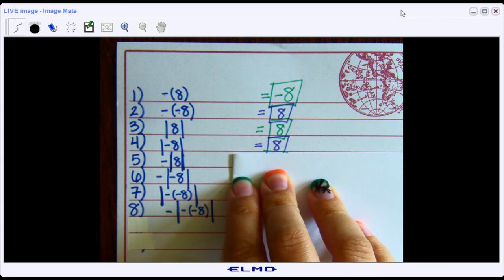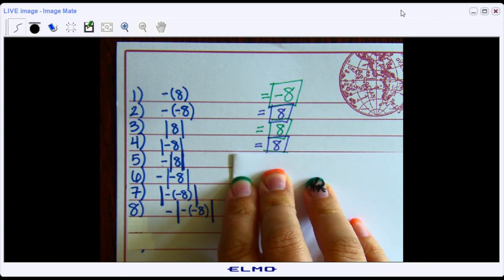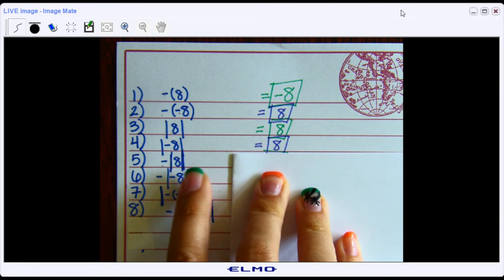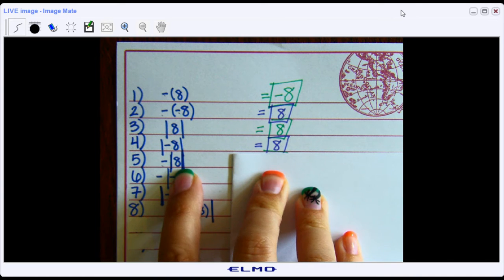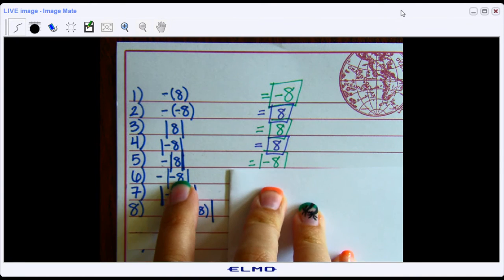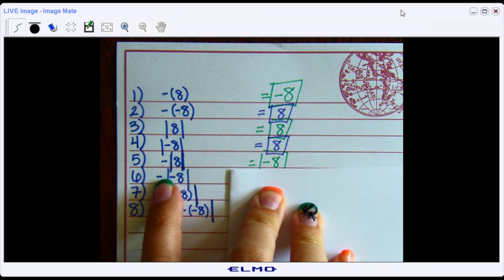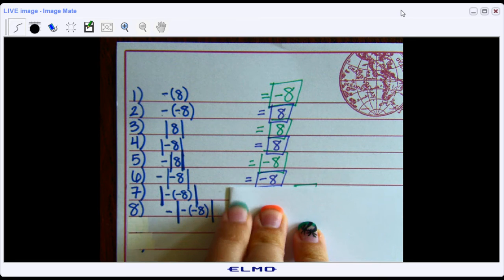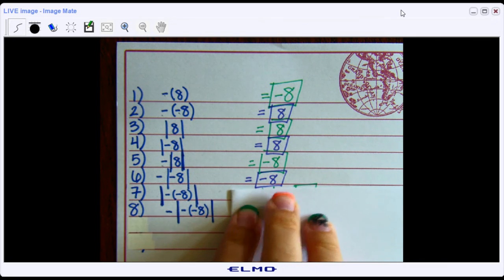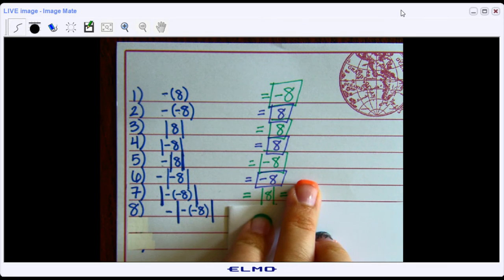Let's talk about those. My suggestion is, first of all, take the absolute value first. So do the inside part. The absolute value of 8 is 8. And then the opposite of that is a negative 8. The absolute value of negative 8 is a positive 8. And the opposite of positive 8 is a negative 8. Okay, inside the absolute value sign says the opposite of a negative 8 is a positive 8. And the absolute value of positive 8 is 8.